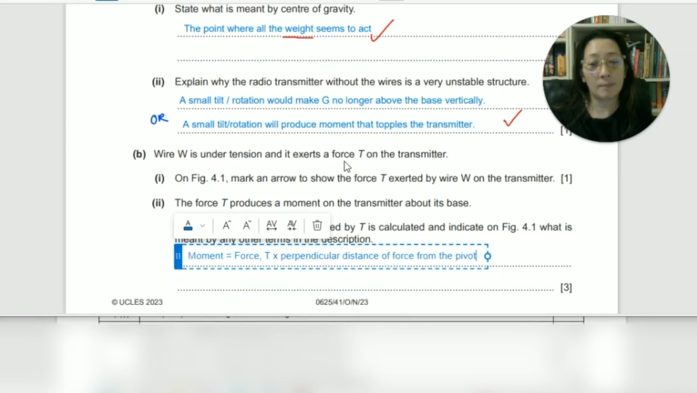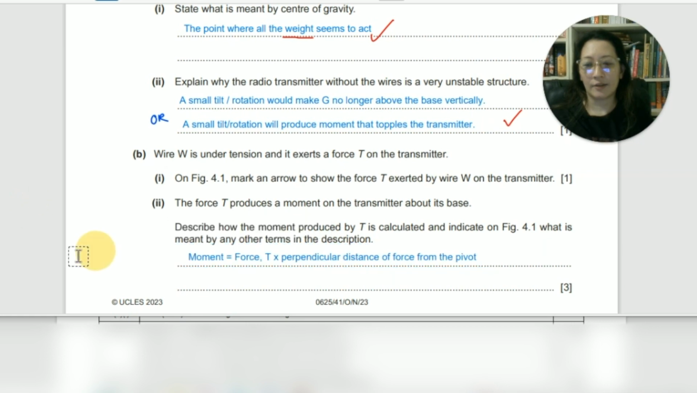So you can either write pivot or base. I'm going to leave it as pivot here because sometimes writing it in general is a more secure way to get the answer, in case you mistake the base as the pivot when it's actually not. So this is the first part of the answer.